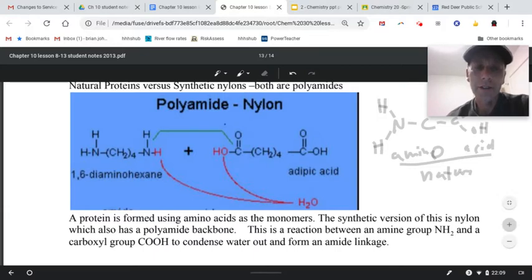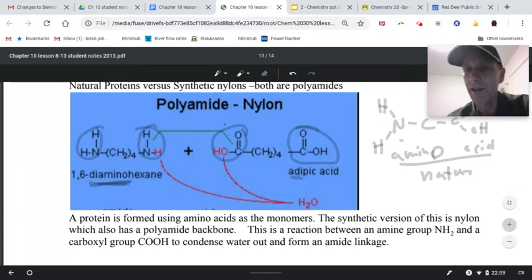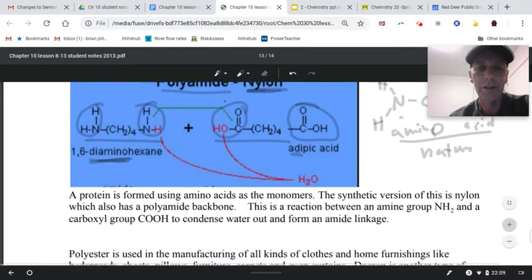So here's our synthetic example. For a synthetic example, we're taking a diamine. So instead of an amino acid, it's got an amine group on each side, and combining it with a dioic acid, which has carboxylic acid groups on both sides. So it's a little different. Instead of having an amine and a carboxylic acid on one unit, we've got a diamine and a dioic acid. This is done in the lab, and this is how nylon is made. And it is a polymer, a polyamide with many repeating amide units.